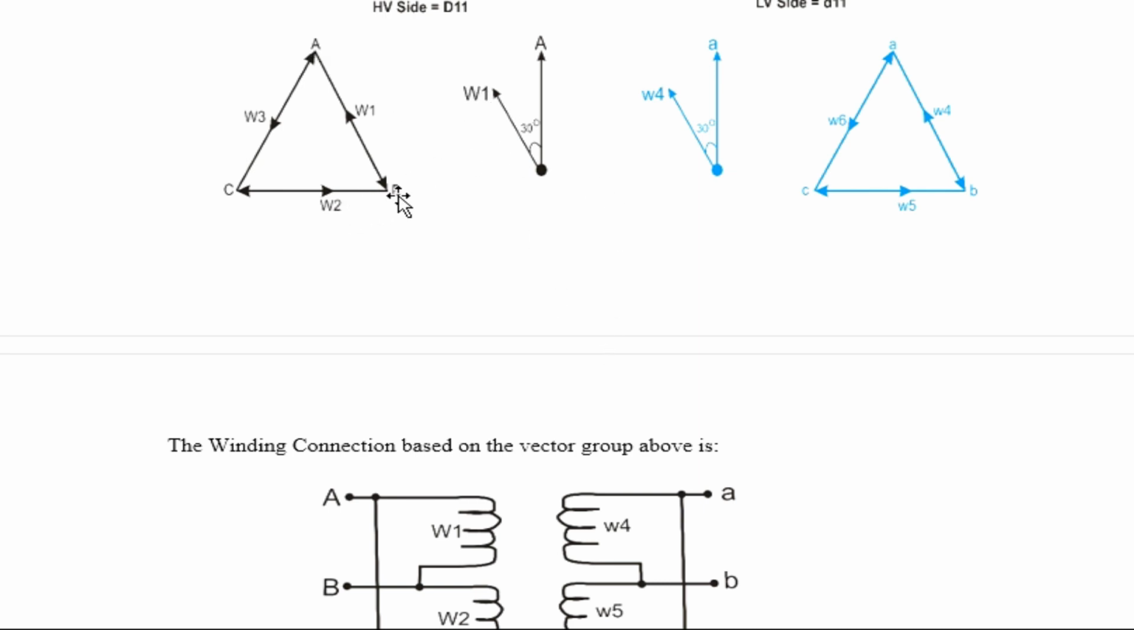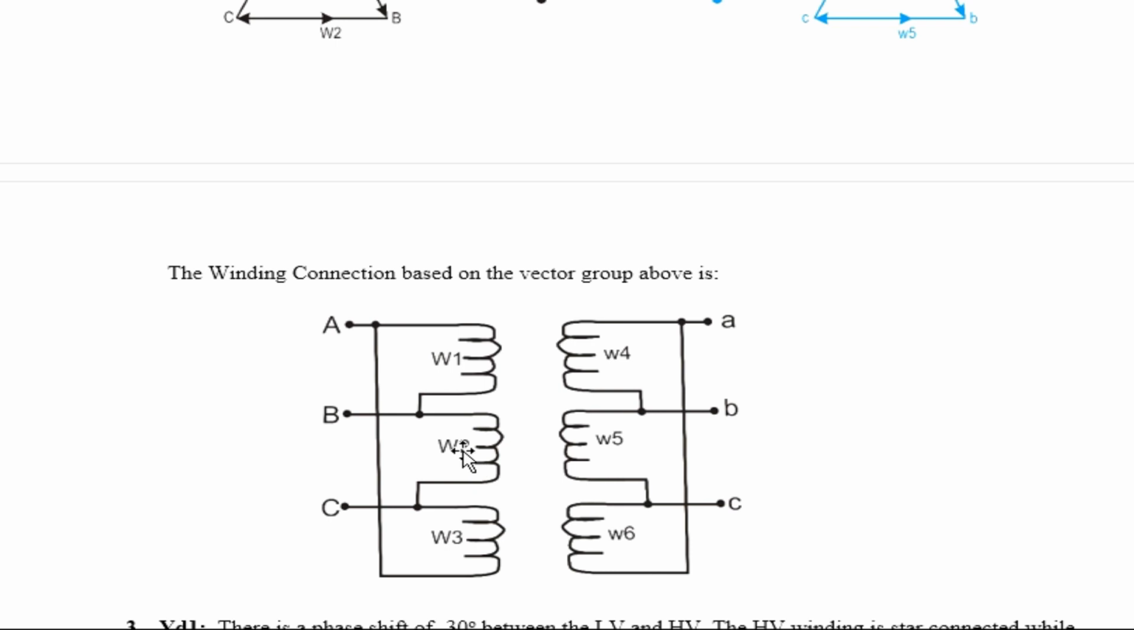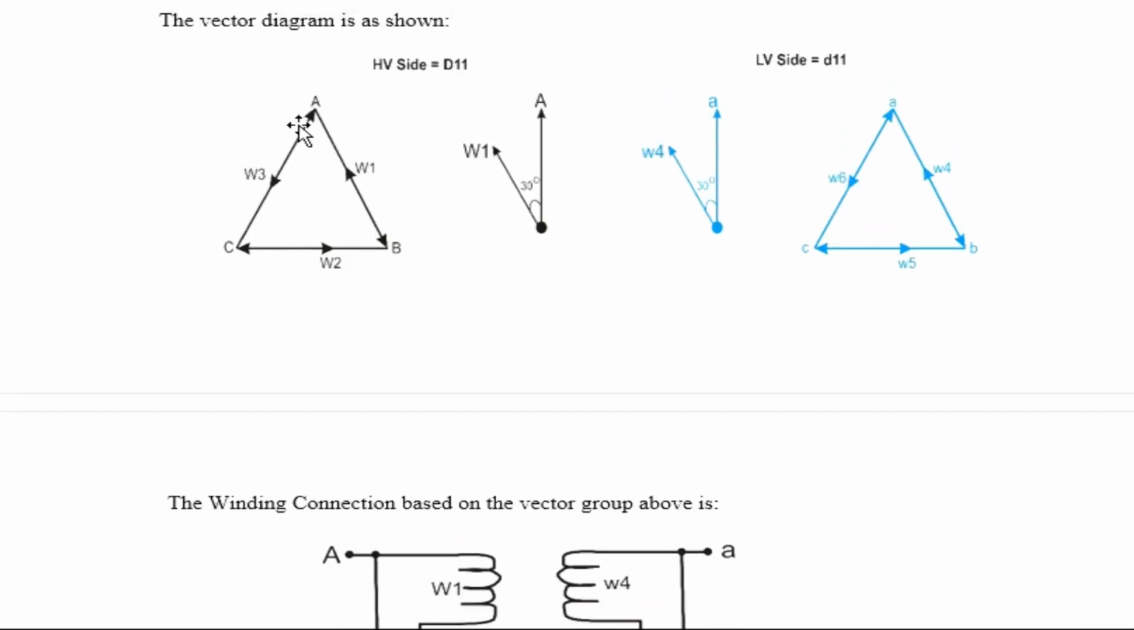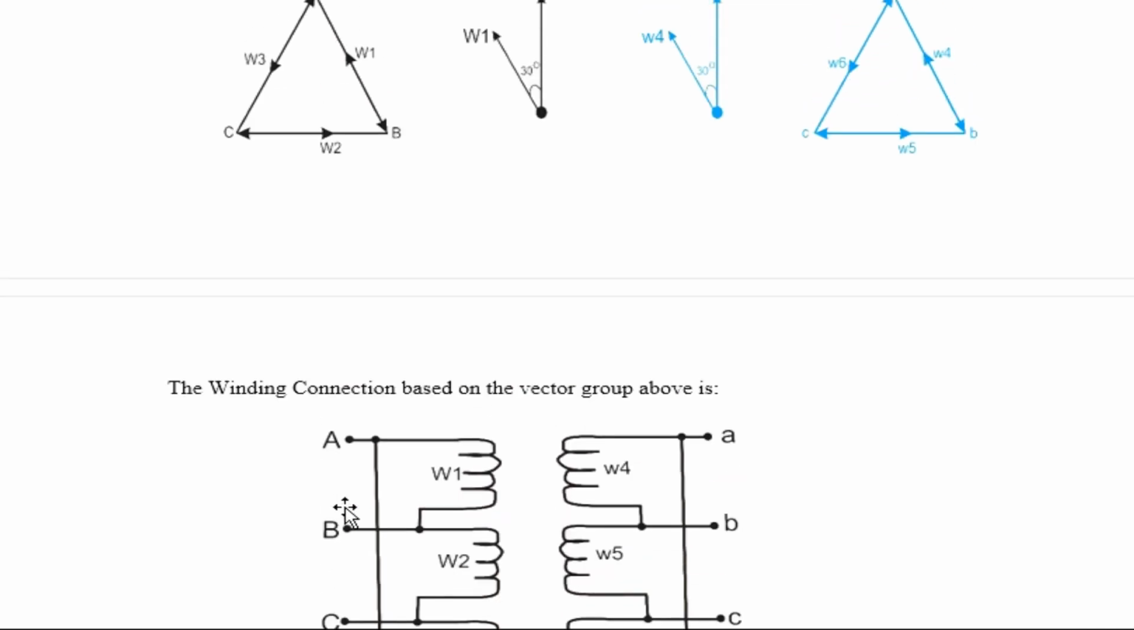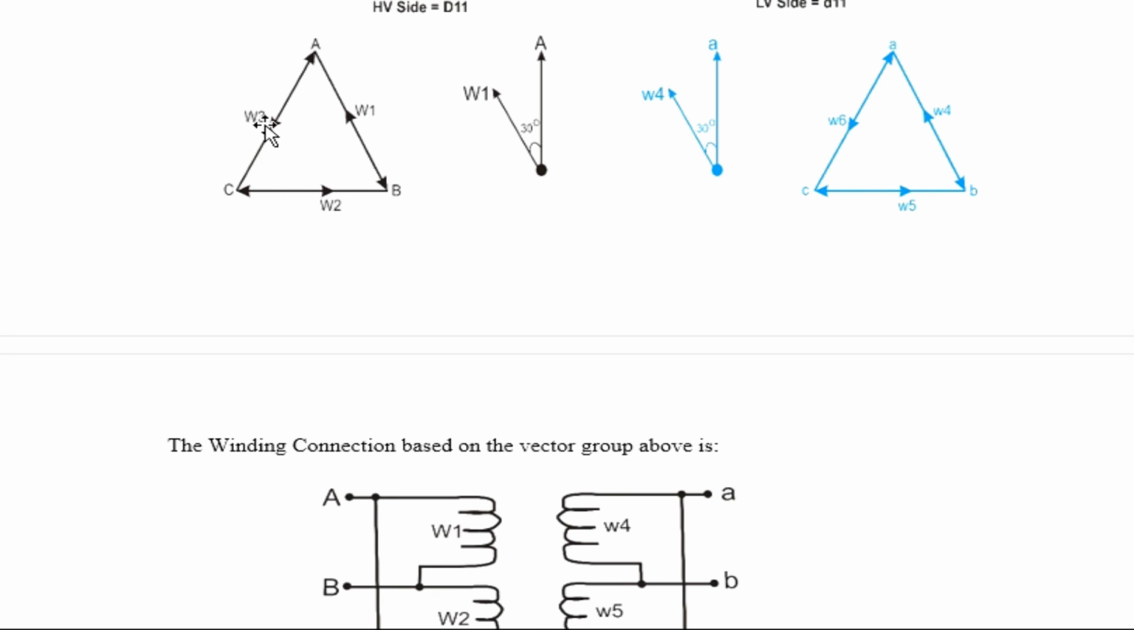W2, the polarity winding is connected to B. W3, the polarity winding is connected to C. You can see it. So, yes.